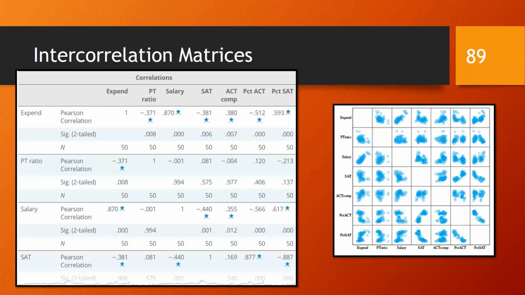While we often do look at the relationship between only two variables, sometimes we want to understand the whole grouping of variables and all the relationships between them. An intercorrelation matrix is a matrix in which each cell contains the correlation and related information between the variables on the rows and columns. In this slide, you'll see also a scatterplot matrix, which is a graphical representation of the relationships between all the variables.